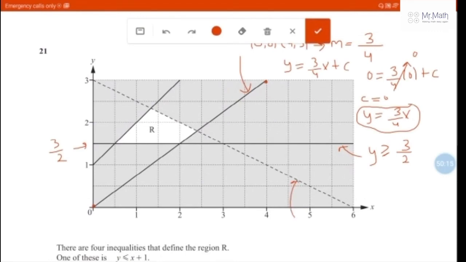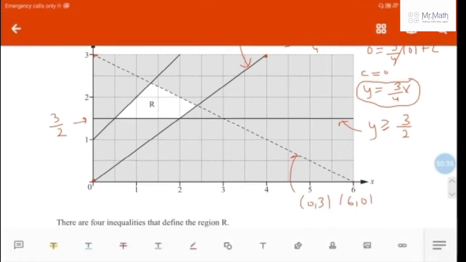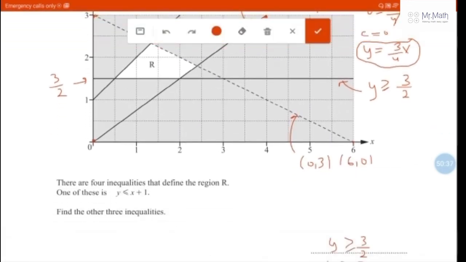So again, first, to find the equation, I need to find m, the gradient. So I'm picking this point, which is 0 on the x and 3 on the y, and this point over here, which is 6 on the x and 0 on the y. Now, the gradient m is y2 minus y1, which is 0 minus 3, over x2 minus x1, which is 6 minus 0, and the answer is negative 3 over 6, which is equal to negative half.